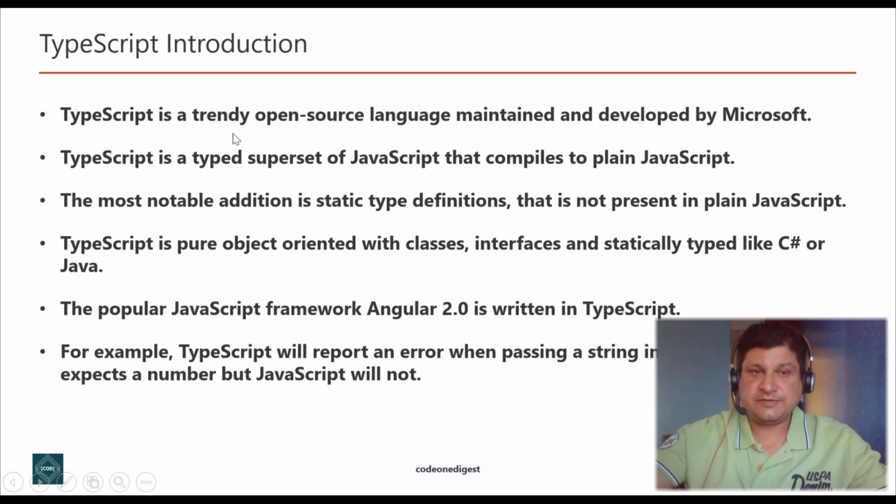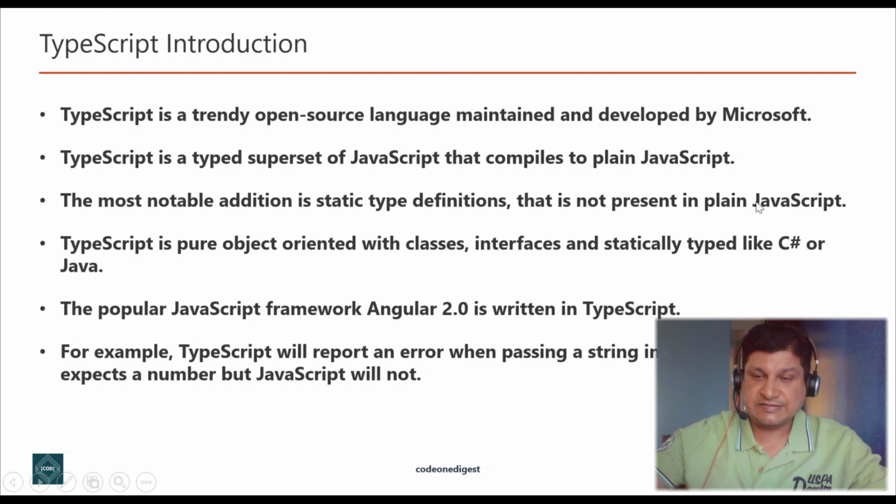So as written here, TypeScript is a trendy open source language maintained and developed by Microsoft, and TypeScript is a typed superset of JavaScript that compiles to plain JavaScript. A TypeScript file is created with the .ts extension, and when we compile a TypeScript file, it creates a JavaScript file for us, and then we can run that JavaScript file using Node. One main advantage of using TypeScript is we can use data types like string, number, and boolean. We can define a variable of a specific data type. The most notable addition is a static type definition that is not present in plain JavaScript.